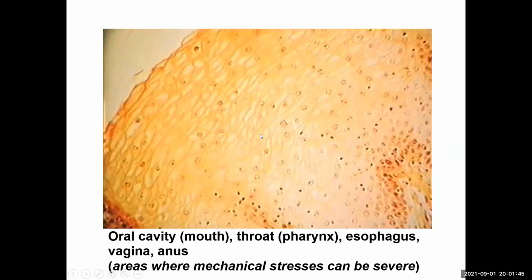So you're going to see non-keratinized stratified squamous epithelium in areas where there is moisture, like your mouth, your throat, the esophagus, the vagina, and the anus. So like I said in class before, entrances and exits to your body. And stratified epithelium, you're going to see in areas where the mechanical stresses are significant.